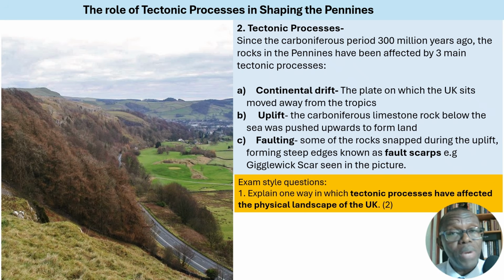process is uplift. Now, the Carboniferous limestone rock below the sea was pushed upwards to form land. Now we know that tectonic processes sometimes will have rocks pushing against each other, especially when you have convergence, and a lot of times it will occur at a convergent plate boundary. Now, of course, as those rocks push towards each other, they are likely to buckle upwards, and that's what we are referring to as uplift.